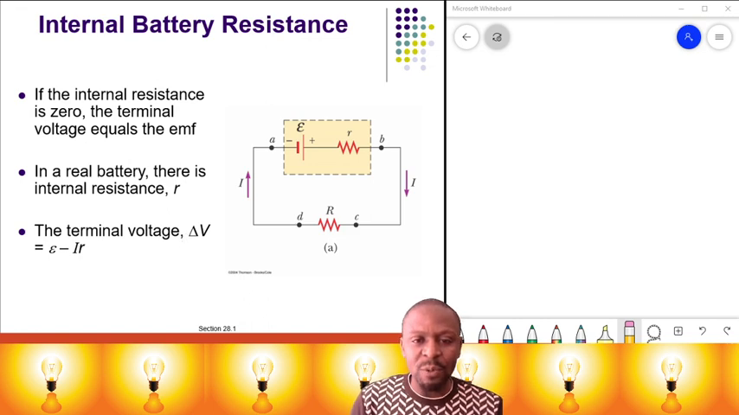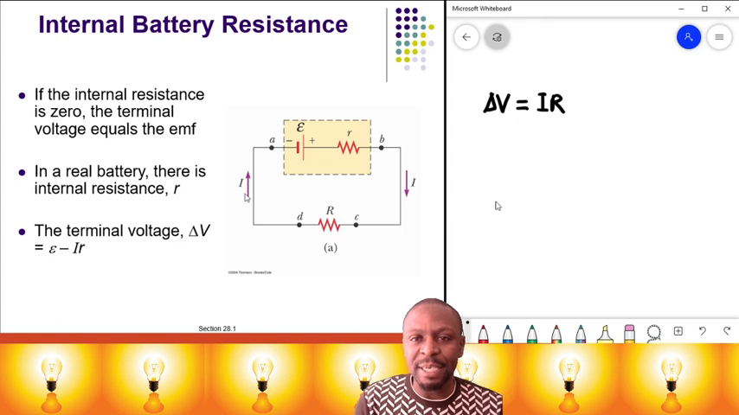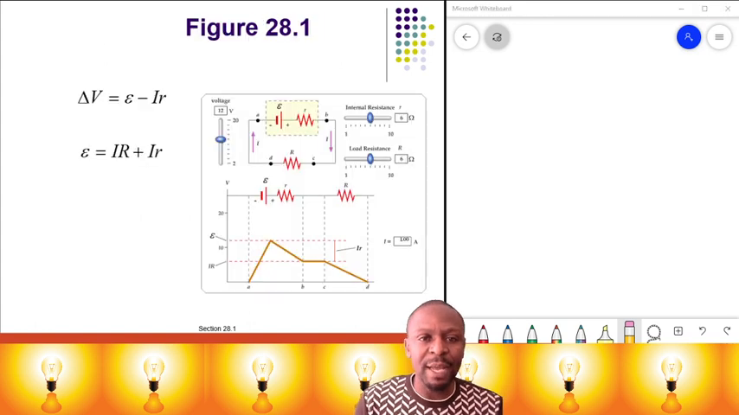I also want to remind you that the change in V can also be related to the load resistor by this equation. So as a result, if I rearrange that equation, whenever I see change in V, I can just write IR. Now, when you rearrange the equation and you want to make EMF the subject of the formula, this is what you are going to have.